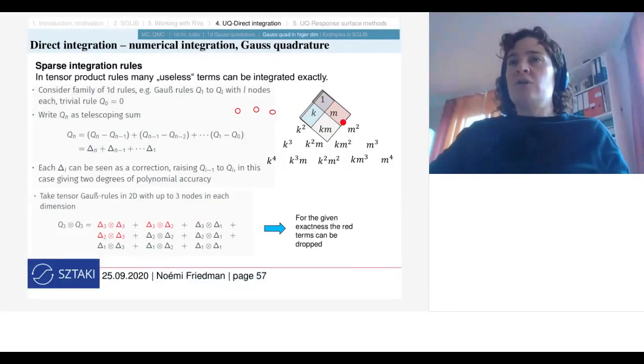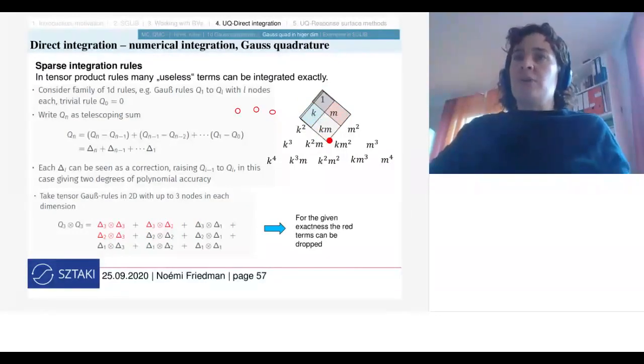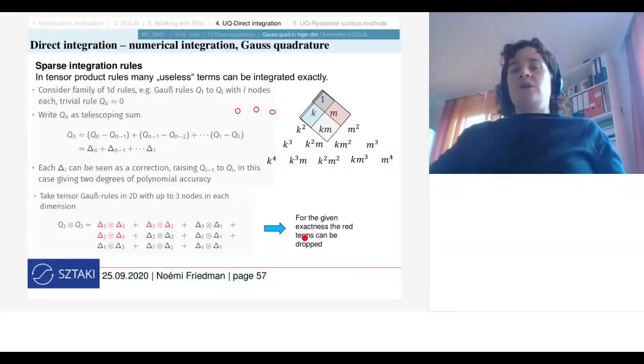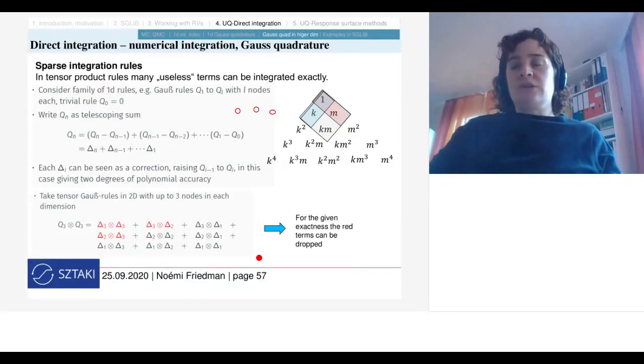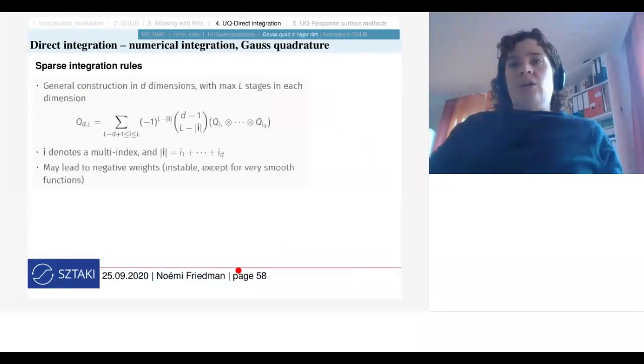But often you don't want these mixture terms to go for total degree really high. And this is the rule. I'm not going to explain it in more detail. I will show you how to use it.